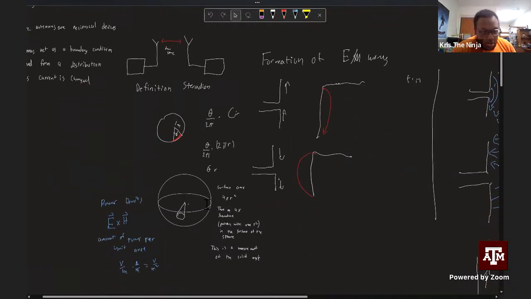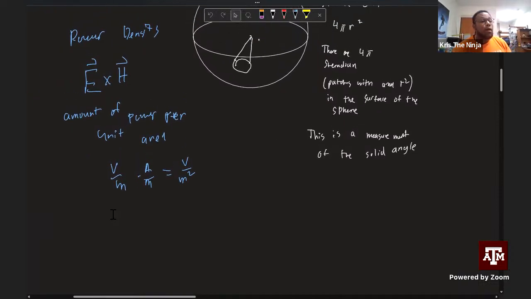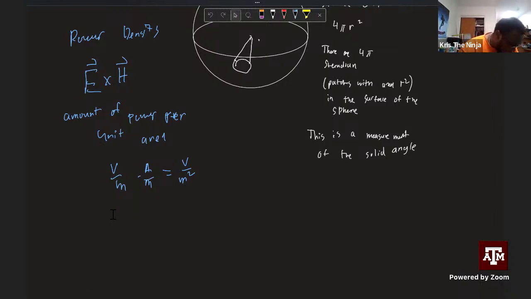Let's see. So power density. Where is that equation? Where is that equation? This is an equation that you're going to want to remember, for sure. I don't remember where it is.